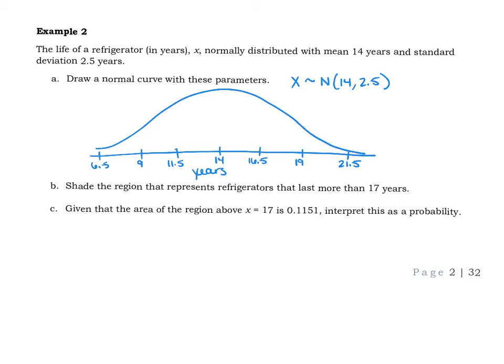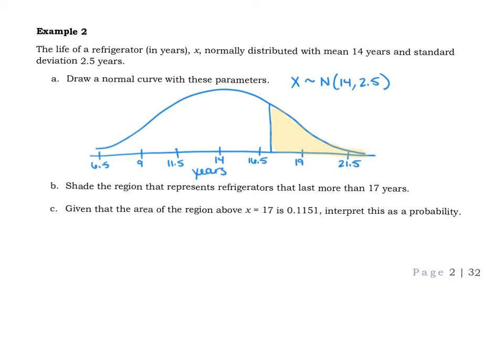All right, so there is the normal curve, again with the mean of 14 in the middle, and then marking off 3 standard deviations to the right, so adding 2.5 years every time, and then subtracting 2.5 years every time as you move to the left. So part D, shade the region that represents fridges that last more than 17 years. So 17 years would probably be right about in there. Again, it's an estimate, it's not exact. If we're going to shade that, that would be all of this area here to the right. Okay, so there's the region that represents that.